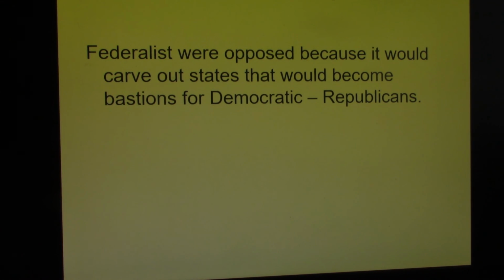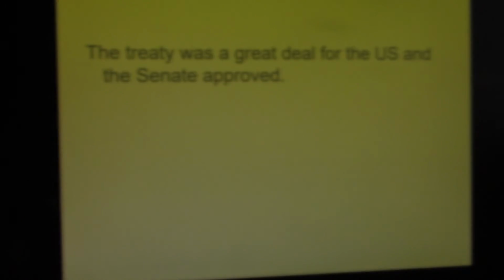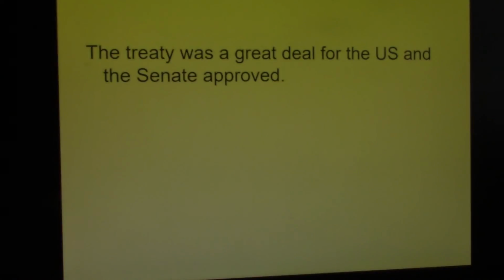The Federalists were opposed to the Louisiana Purchase because they felt that future states that would come out of this land would be Democrat-Republicans. The treaty was a great deal for the United States, and the Senate eventually approved. Well, now we've got the land. What exactly do we have? And so Jefferson must send out a group of explorers to explore what we have just purchased. And that's where we'll start on Friday with Lewis and Clark.